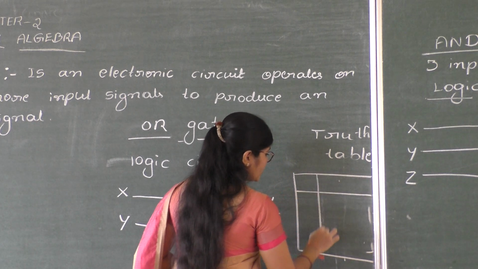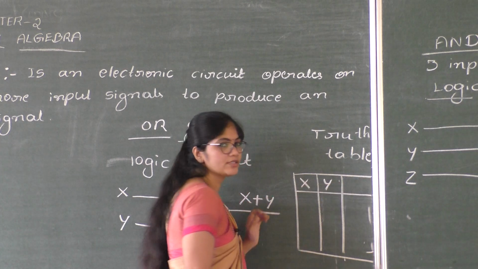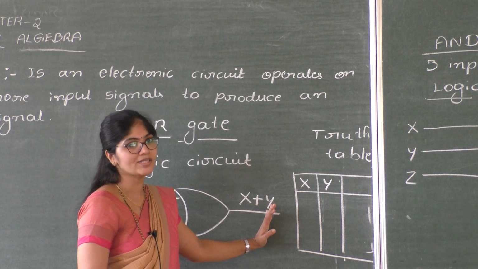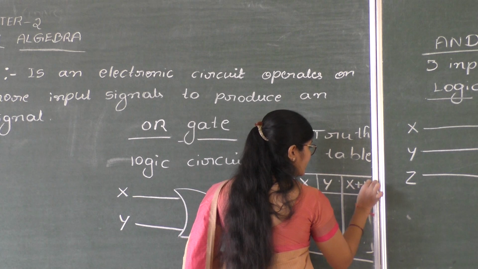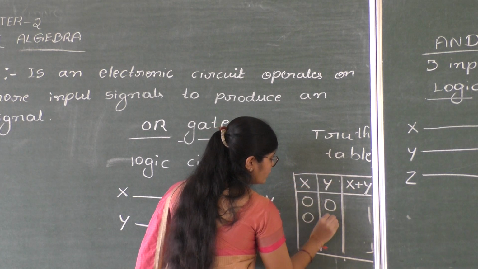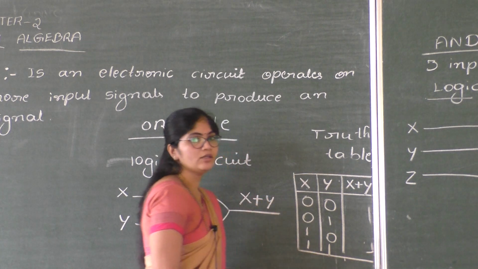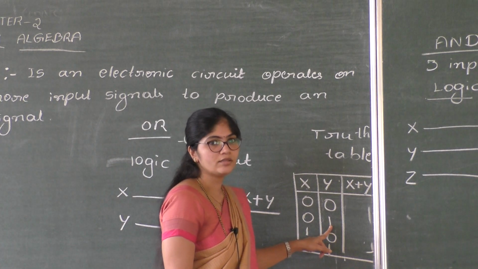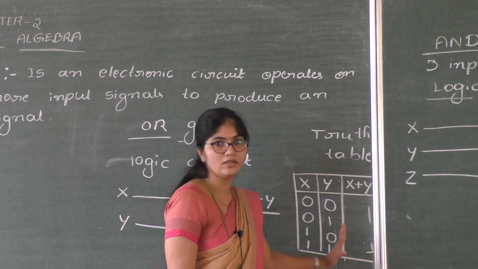In the diagram you can see 2 variables, X, Y. So what is the output here? X plus Y. In the AND gate the output was X dot Y. Here it is X plus Y. 2 variables: 0 0, 0 1, 1 0, 1 1. In an OR gate, if any one of the input signals is 1, then the output is 1, or if all the input signals are 1, the output is 1.